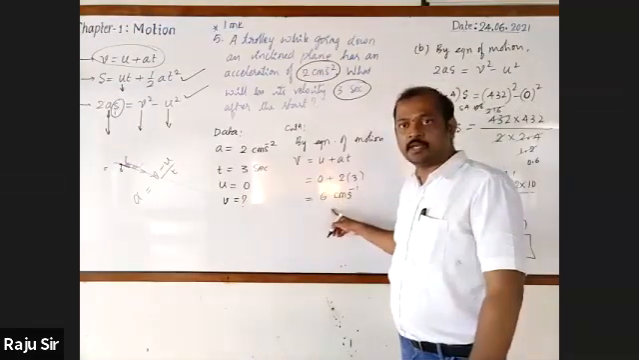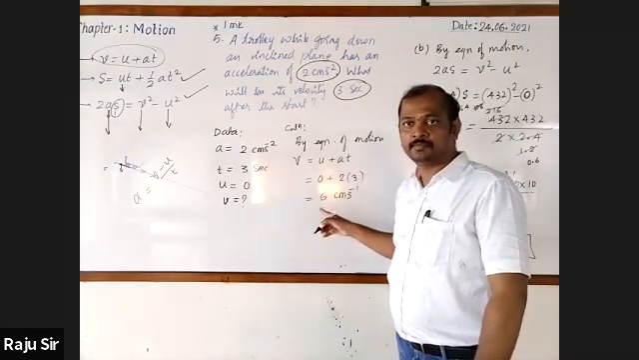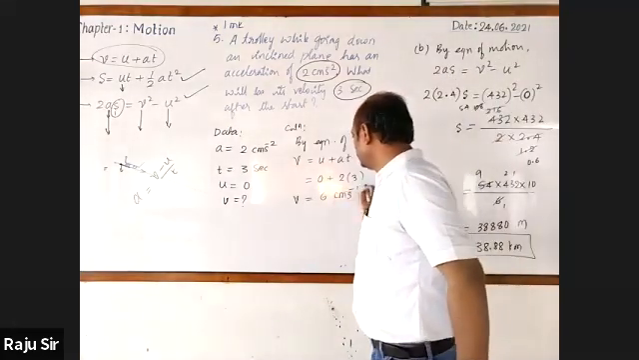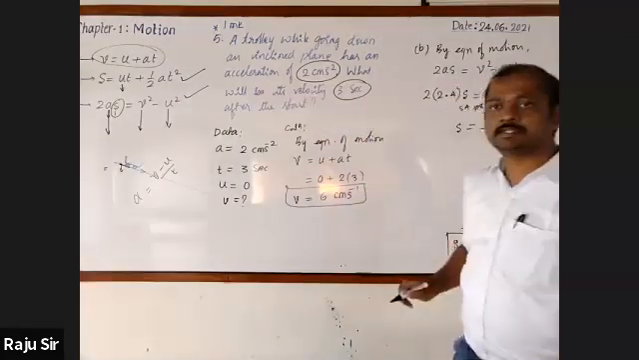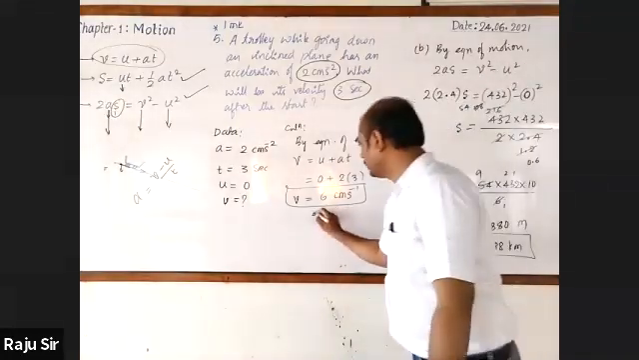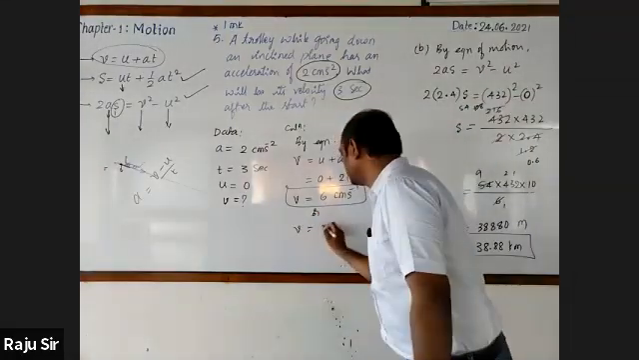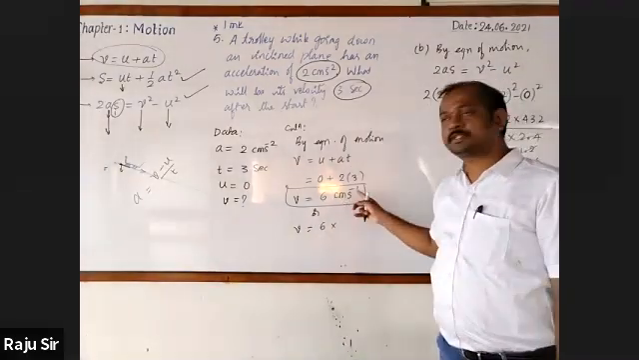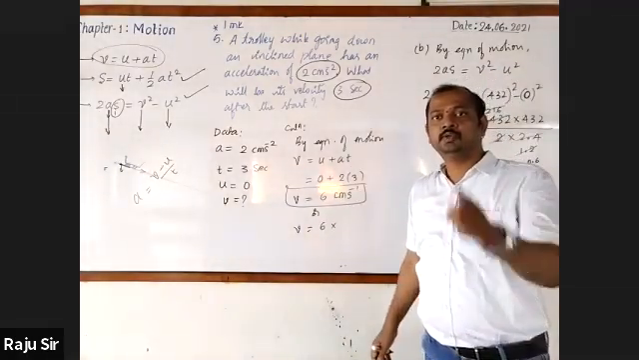Here it has been calculated in centimeters. If you want, you can convert it to meters. v is equal to 6 centimeters per second. Convert centimeter per second into meter per second.